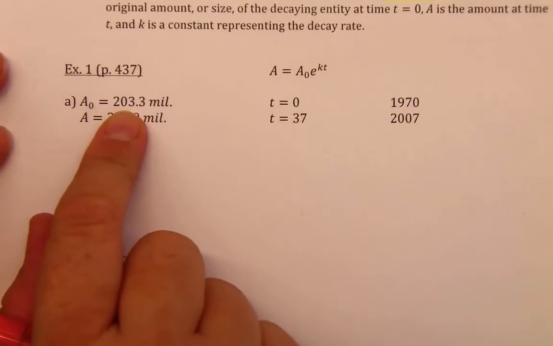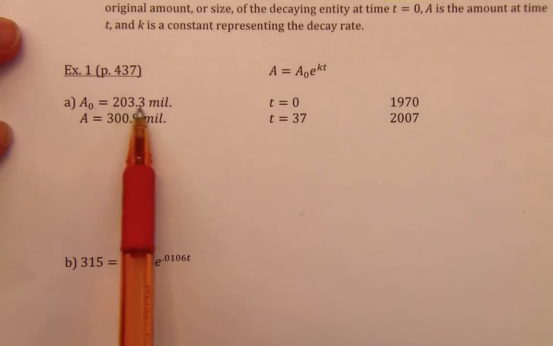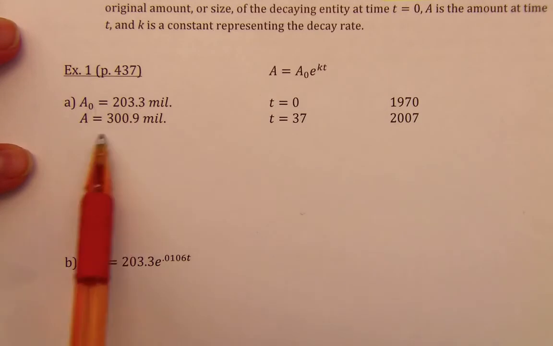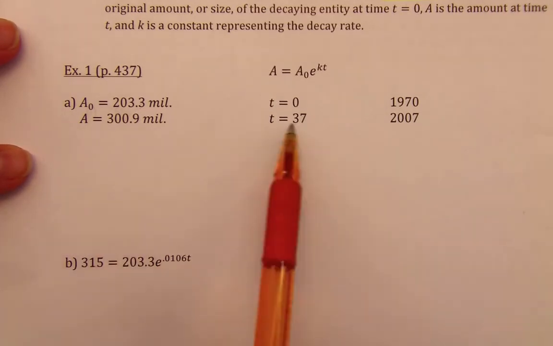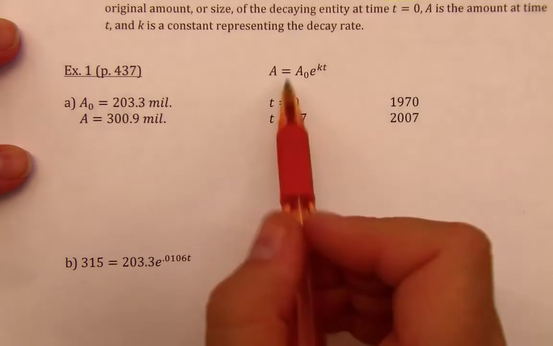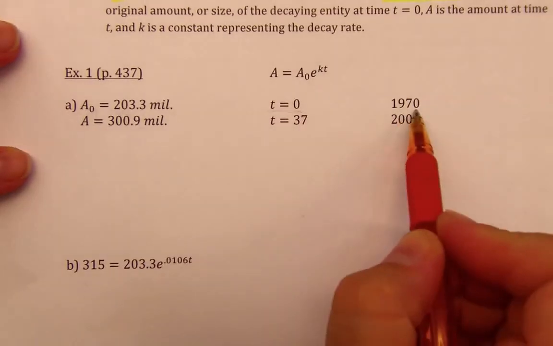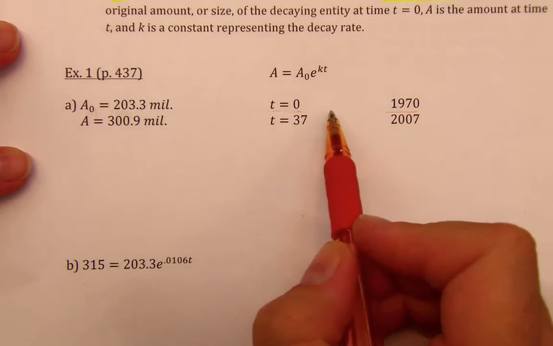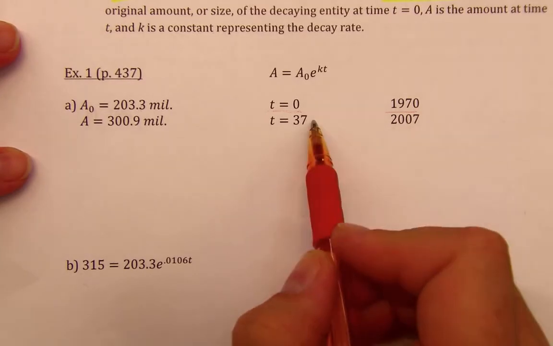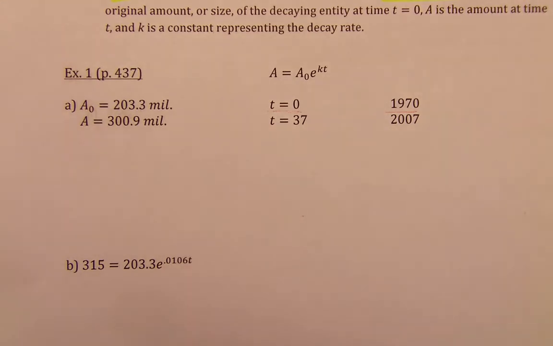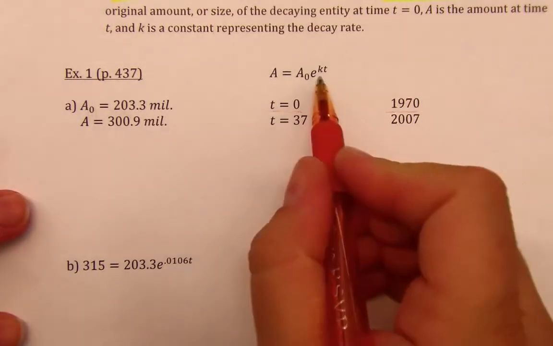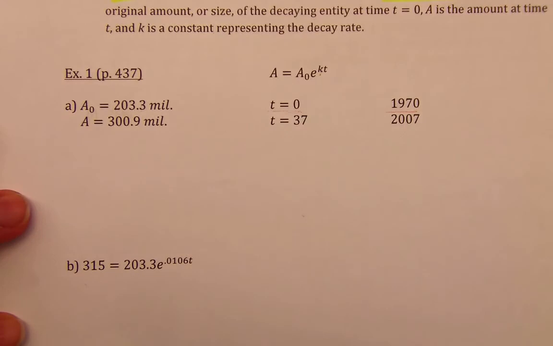So let's look at what we have here. Our A naught, the population we're starting with, is 203.3 million. And eventually it's going to get to 300.9 million 37 years after the start. So notice here T is equal to 0 in 1970, no years have passed yet. But by 2007, 37 years had passed. So that'll be T equals 37. And now what we're going to be doing is trying to find that constant K value. That's what we want to find here in order to write an equation.